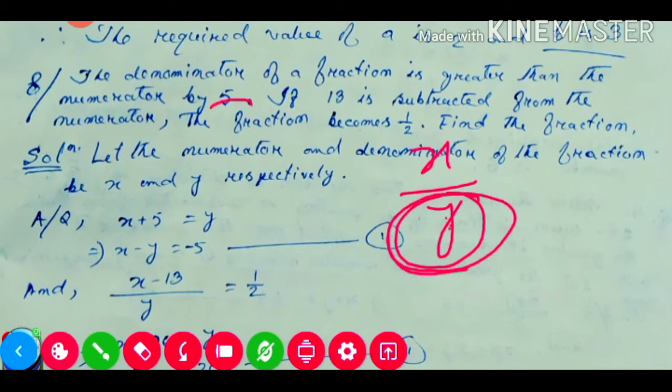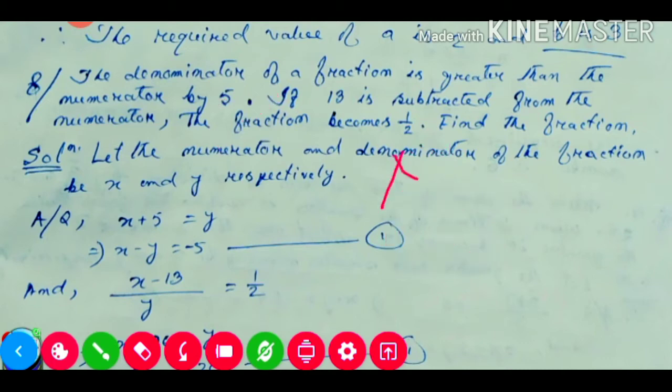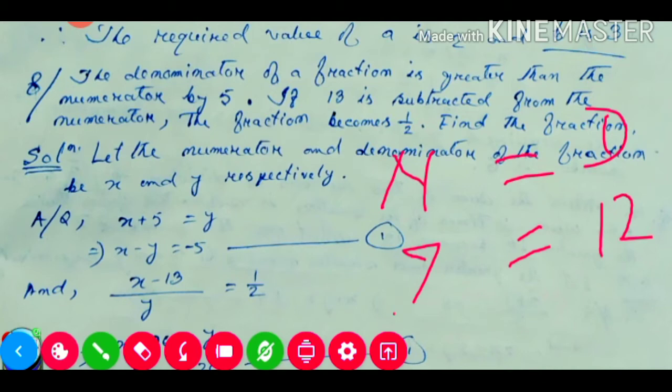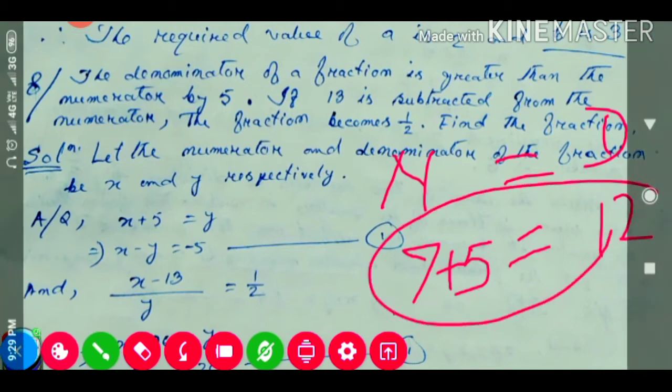So how are we able to show numerator is equal to denominator on both sides? Because the denominator is already 5 more. So if the numerator is equal to 7, let's consider, the denominator 5 more means 12, 7 plus 5, 12. So is 7 equal to 12? No. When will that be equal? If we add plus 5 with our numerator, that time both sides will be equal.